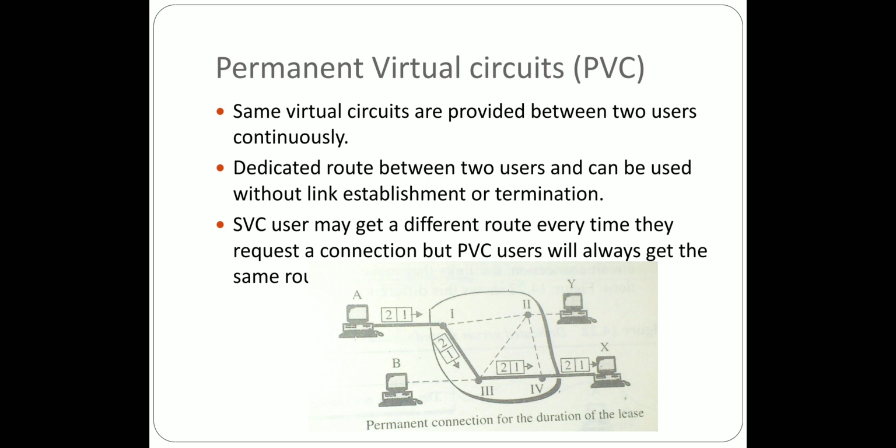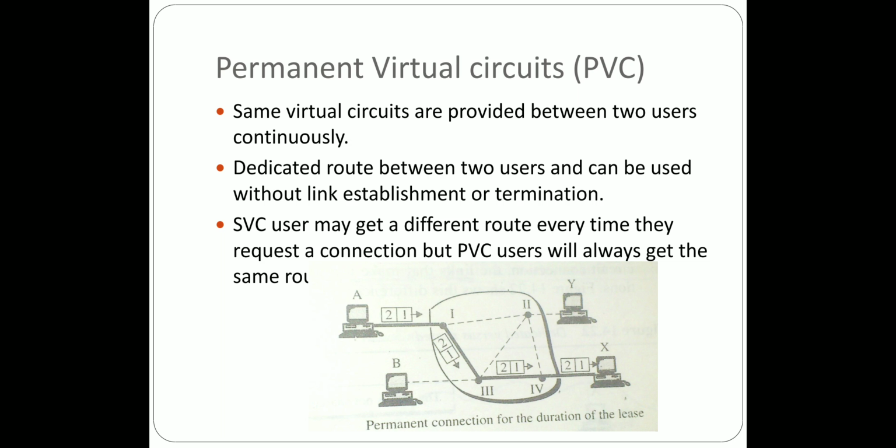The next type of virtual circuits are the permanent virtual circuits. So here the same virtual circuit is existing between the sender and the receiver continuously. There is a dedicated route between the two users, and since there is a dedicated route, you don't need to establish the connection or terminate the connection.